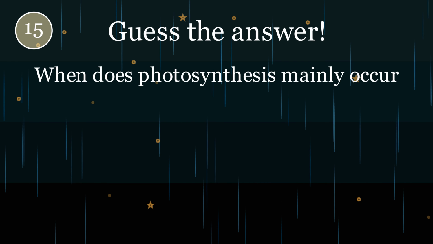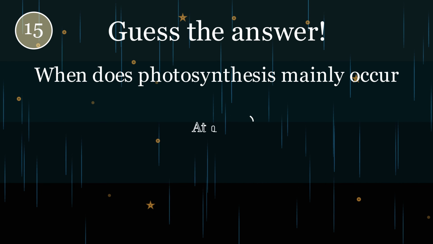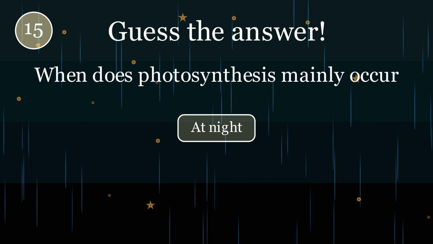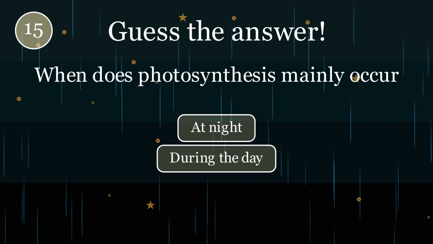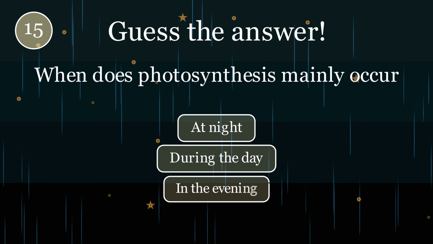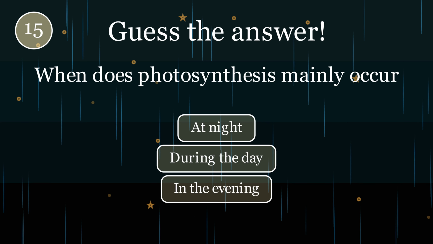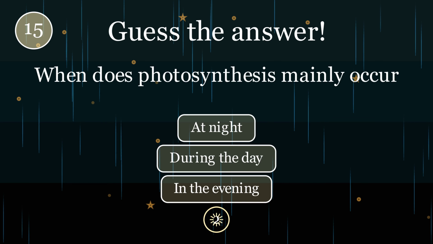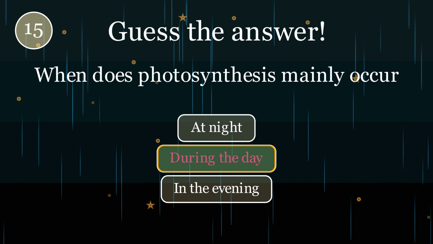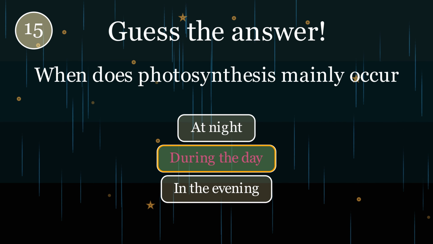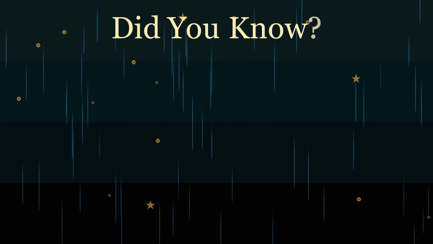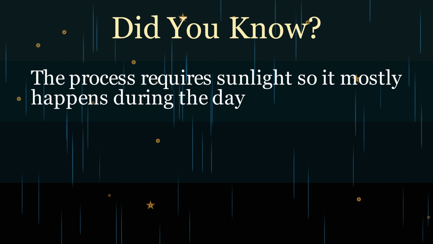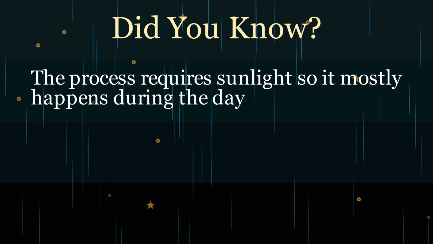When does photosynthesis mainly occur? At night. During the day. In the evening. The correct answer is during the day. Knowledge boost. The process requires sunlight, so it mostly happens during the day.